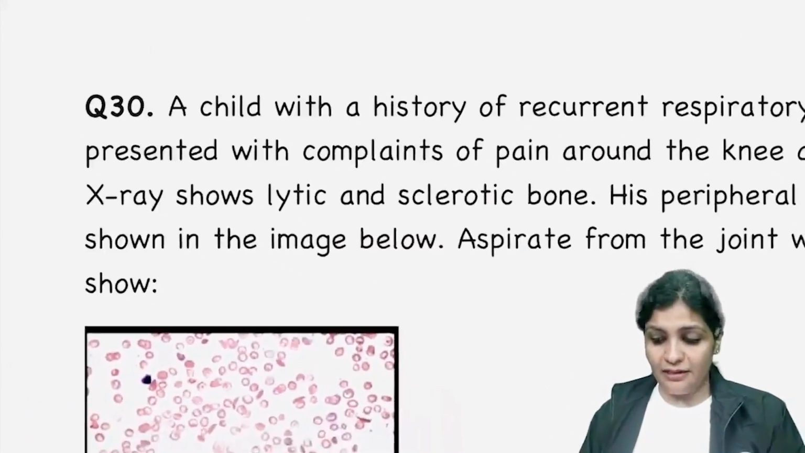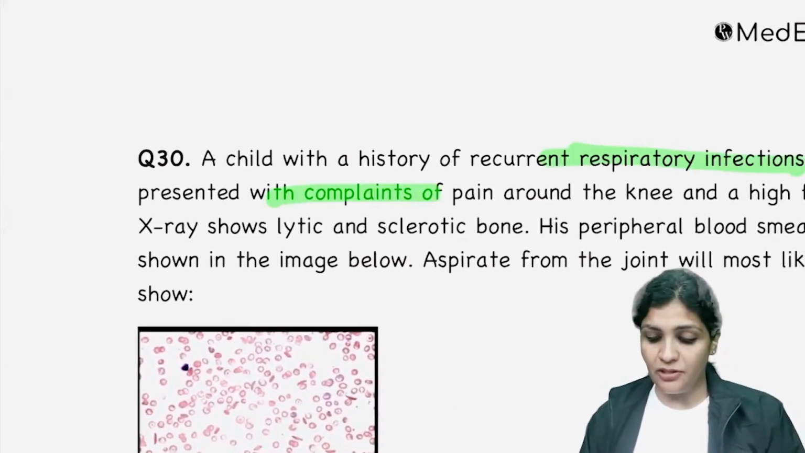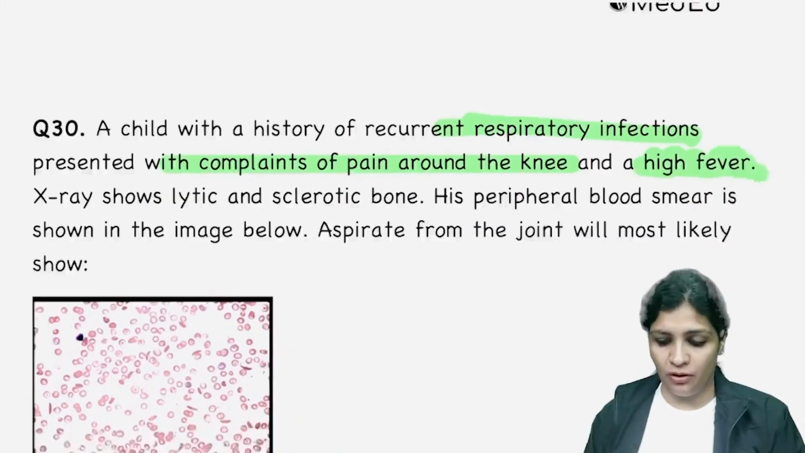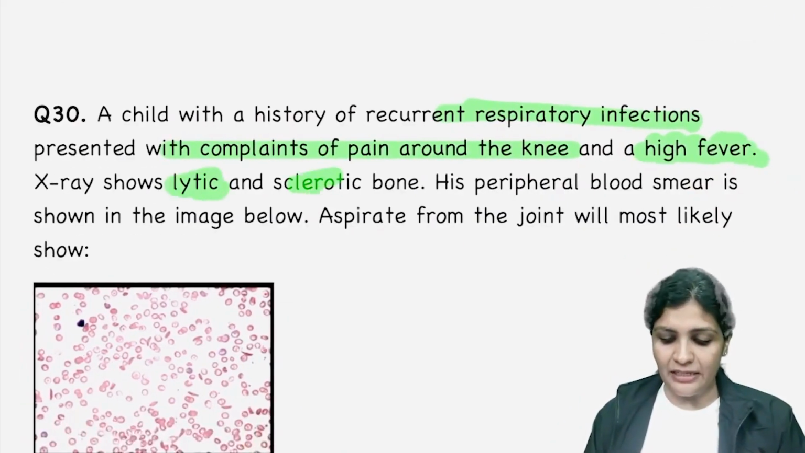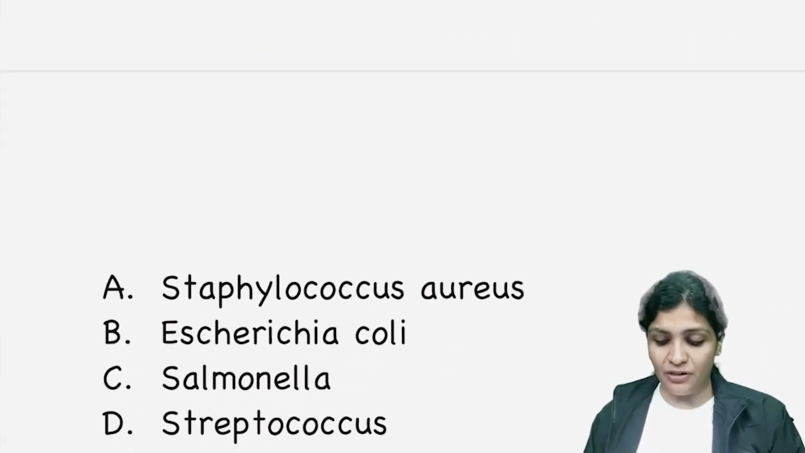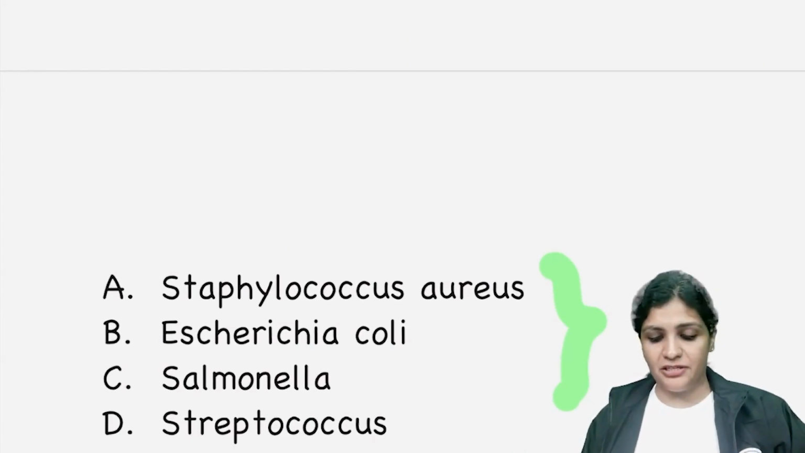You see there are recurrent respiratory infections in the patient, right? There are complaints of pain around the knee and a high fever. So some infection is going on. And now there's a lytic and sclerotic bone X-ray, and the peripheral smear is showing something like this. Now when you send the aspirate for culture, which organism will you isolate? Is it Streptococcus, Staph, Salmonella, or Escherichia coli?